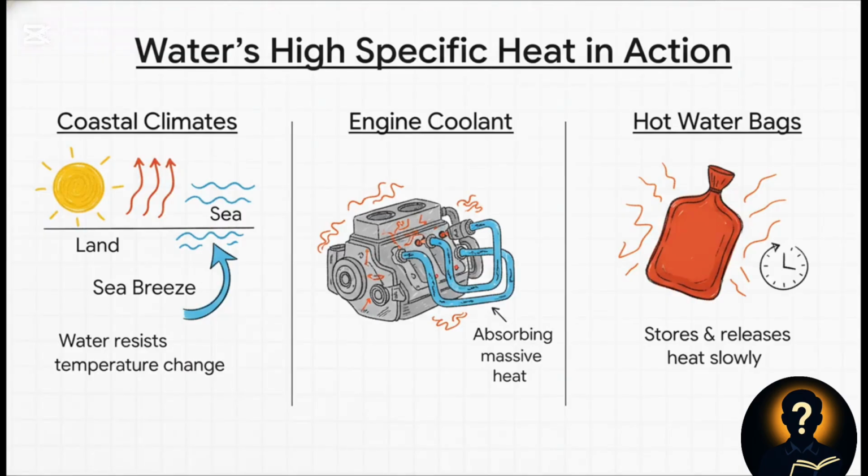Let's go back to water's high specific heat capacity. It really is a super substance. It's the reason we have land and sea breezes. The land heats up way faster than the water. It's used as a coolant in car engines because it can soak up massive amounts of heat without its temperature shooting up. And it's why you use a hot water bag for aches and pains. It can hold a lot of heat and then release it nice and slowly over a long time.